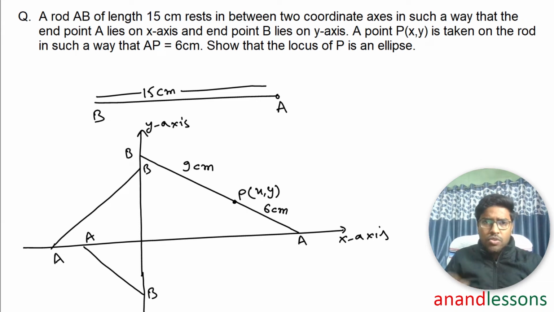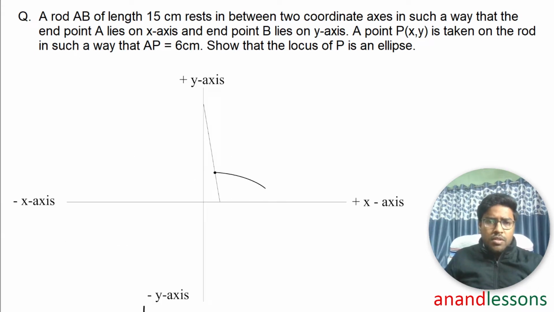Okay, so this might seem confusing. So let's see it in another way. Okay, look here. There is y-axis and x-axis. Okay, and we have a point P on a line AB. Suppose it's a rod AB. We have not marked it yet.